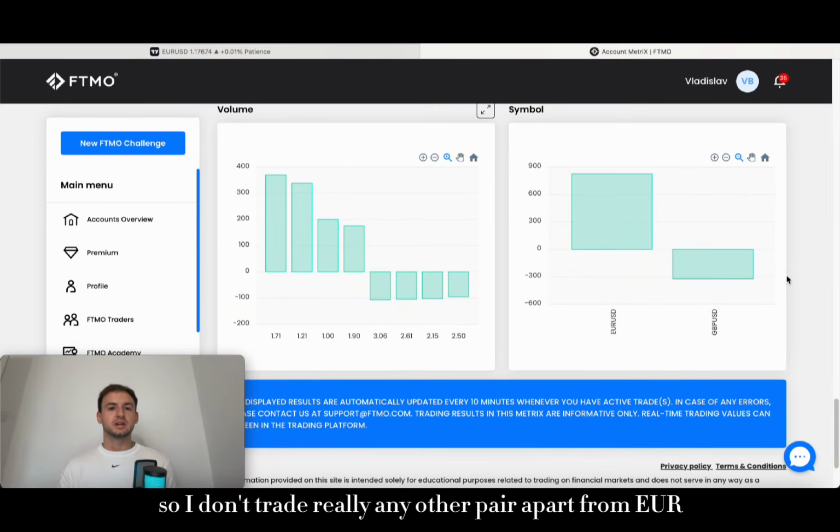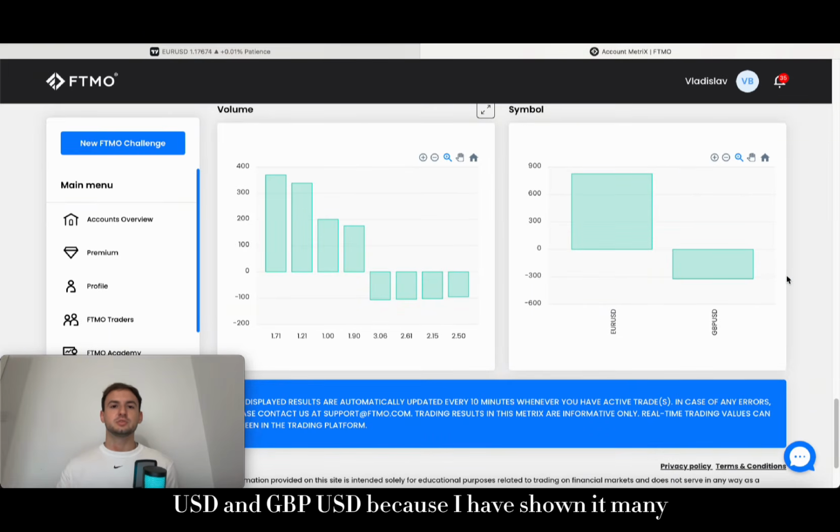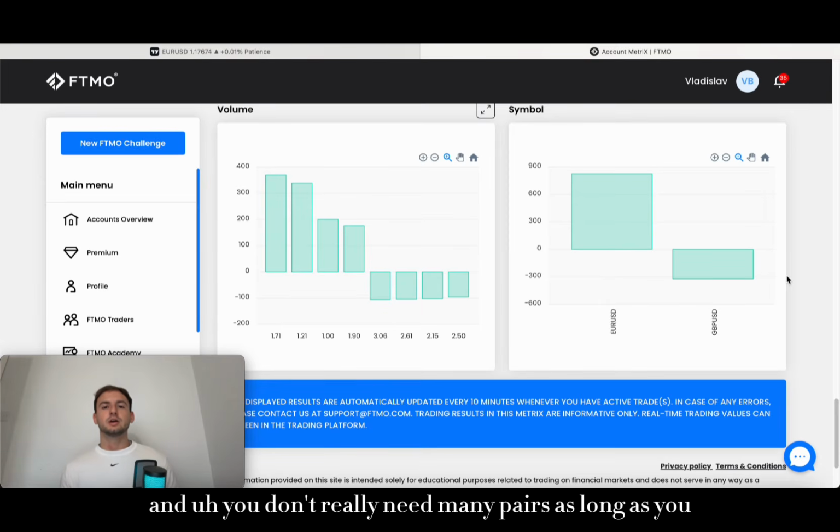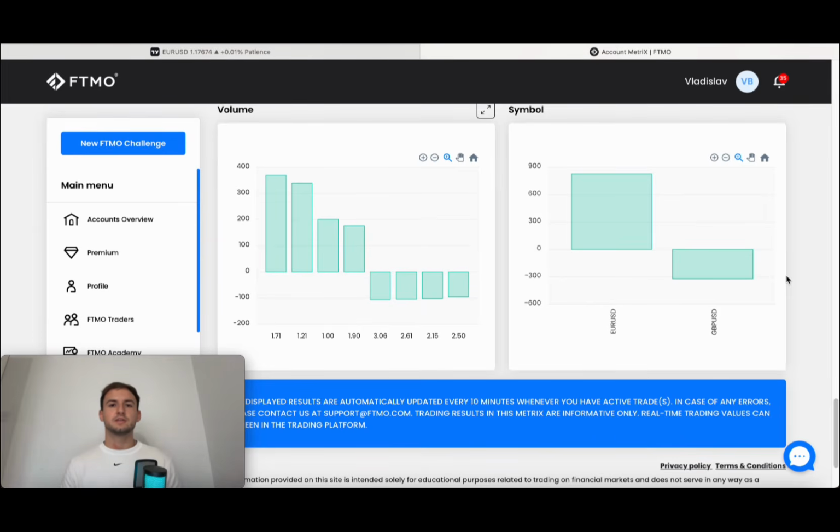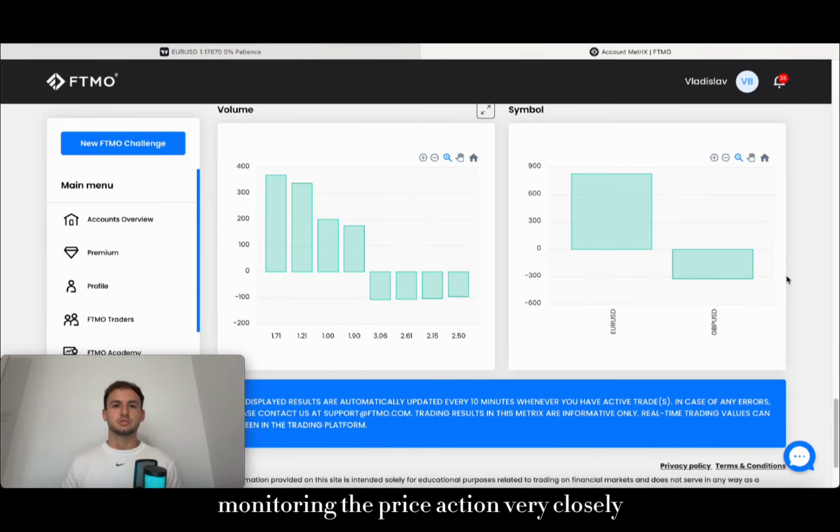So I don't really trade any other pair apart from EURUSD and GBPUSD because I have shown it many times, and I proved it to myself that it works, and you don't really need many pairs. As long as you have 2 pairs that you're really focused on and you're monitoring the price action very closely, I think 2 pairs is enough, just like I have EURUSD and GBPUSD.